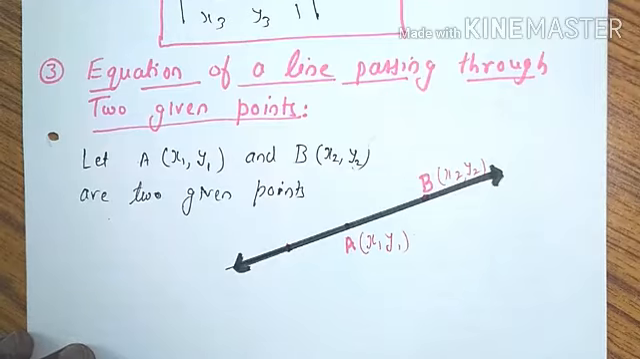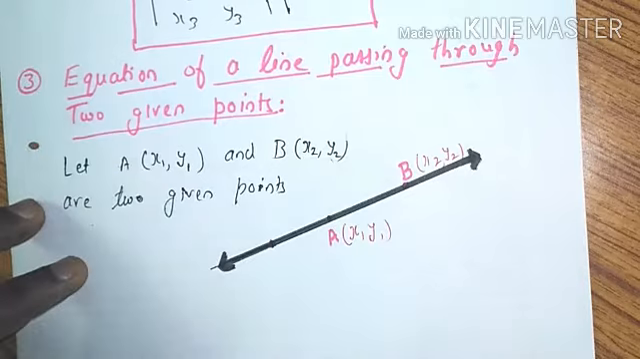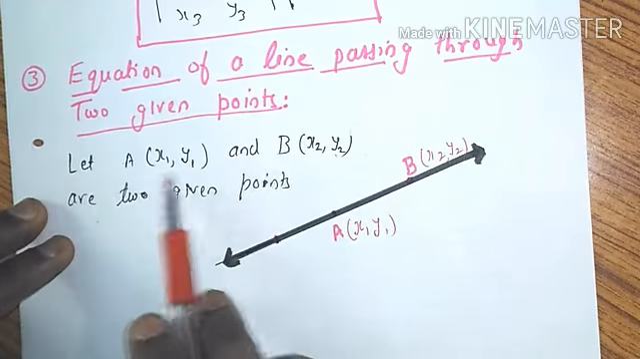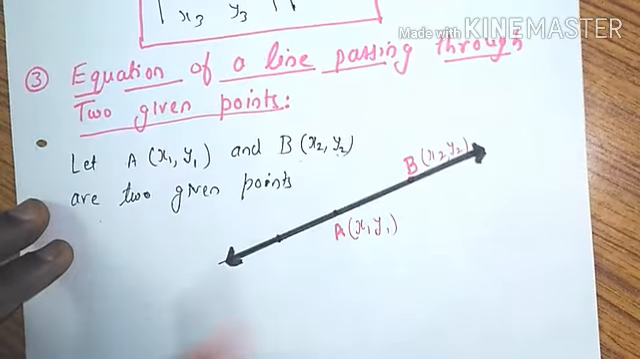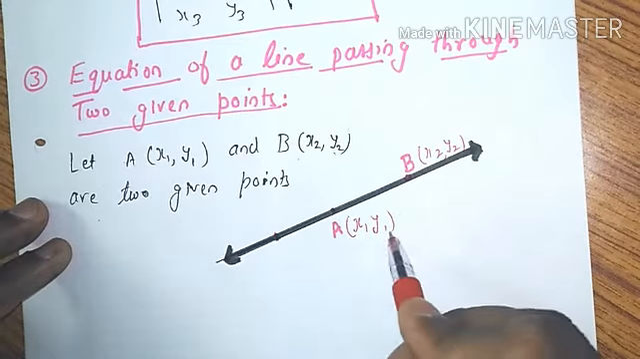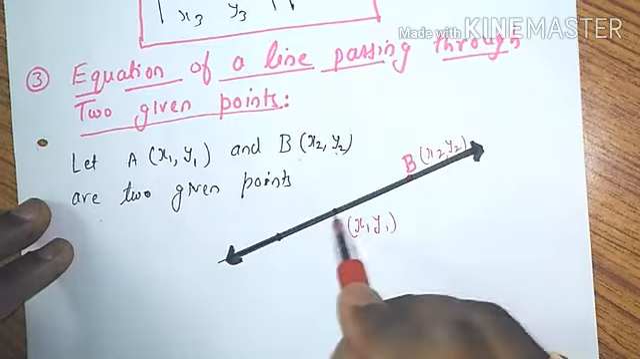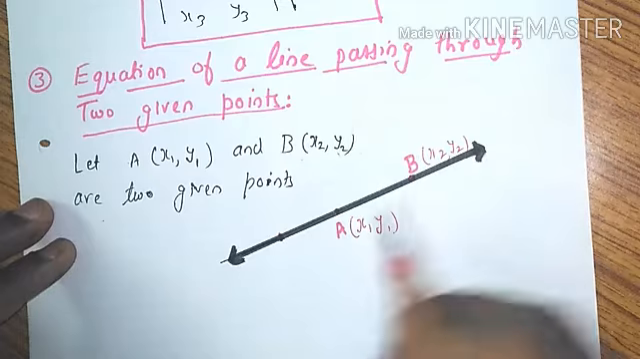Now the third application is to find the equation of a line passing through two given points. Let A and B, with the coordinates x1 y1 and x2 y2, be the 2 points. So we have taken A and B as the 2 points with these coordinates, and let us find the equation of the line passing through these 2 points. We have drawn one line, and we are required to find the equation of this line.